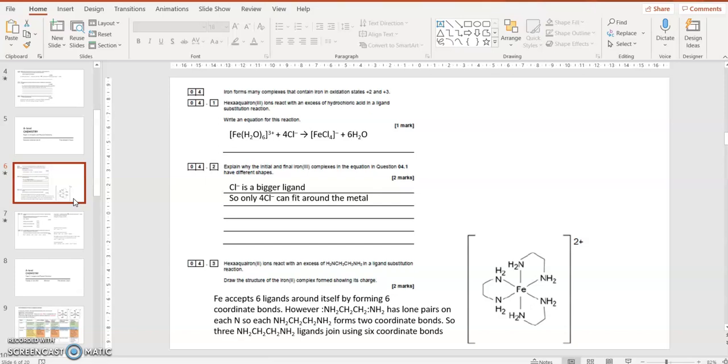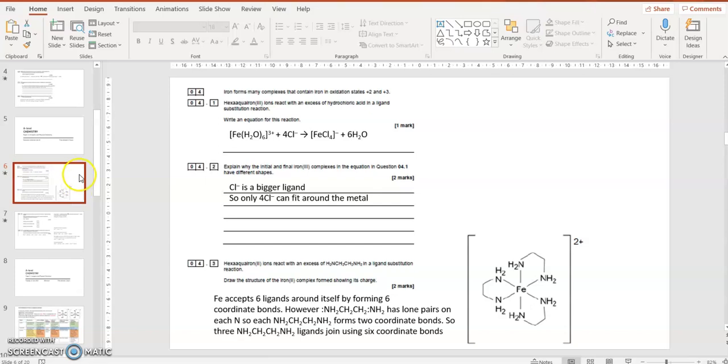Now, you possibly remember that water ligands are small, ammonia ligands, NH3, are small, but Cl minus ligands are big. So it says, write a reaction of hydrochloric acid. You know hydrochloric acid is a strong acid, fully dissociating into H plus and Cl minus. Well, the Cl minuses have got lone pairs of electrons. They can form coordinate bonds with the central Fe. But you can't get 6 Cls around an Fe. You just can't fit them in. They're too big. So you only get 4 around it.